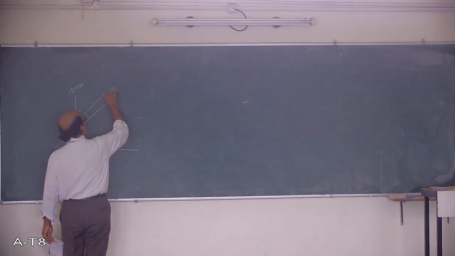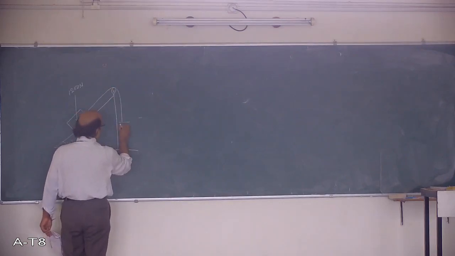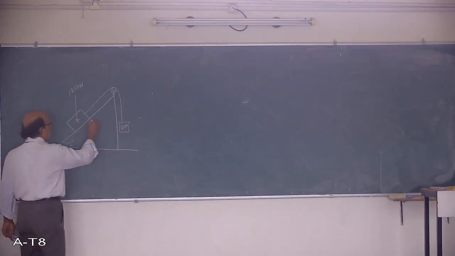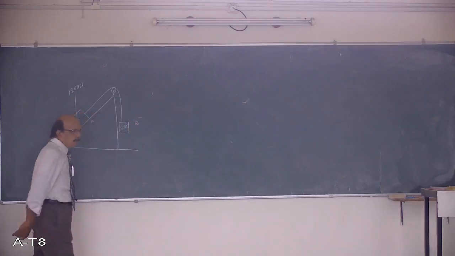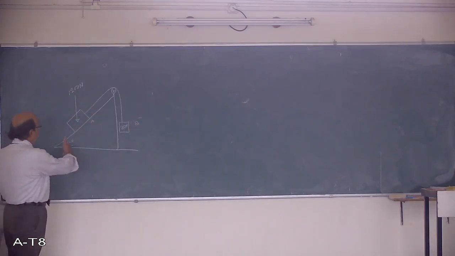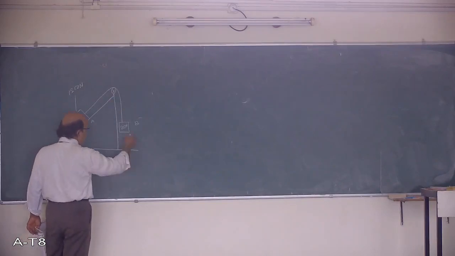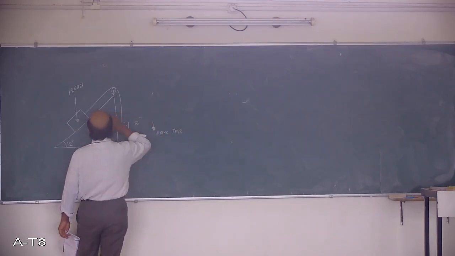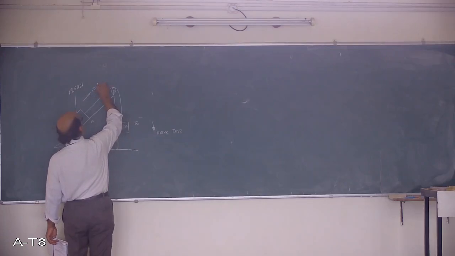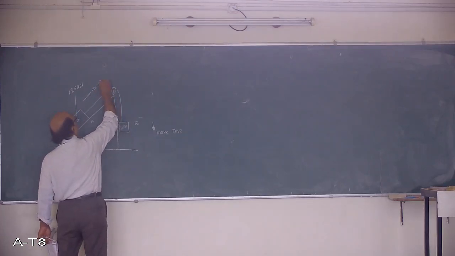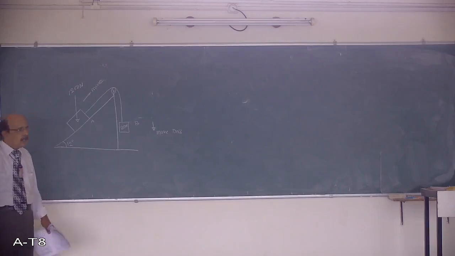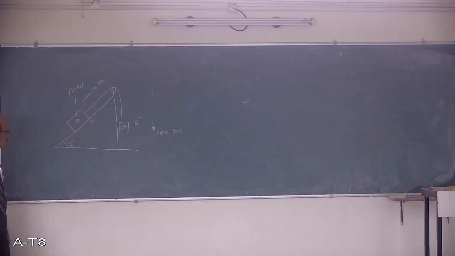A rope is tied to this block, and it passes through this frictionless pulley and goes downwards. There, a weight is also suspended, which is 800 Newton. I can call this the A block and this the B block. Once you release it, the movement of block A will be downwards along the slope, and block B will move up. This is on an inclined plane, and this is vertically suspended, 800 Newton, with a frictionless pulley.